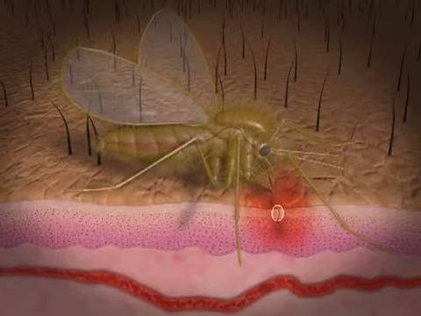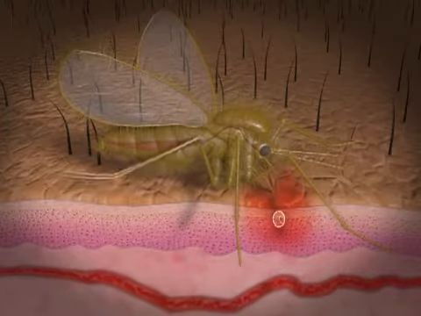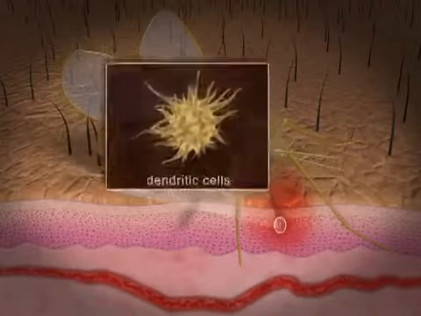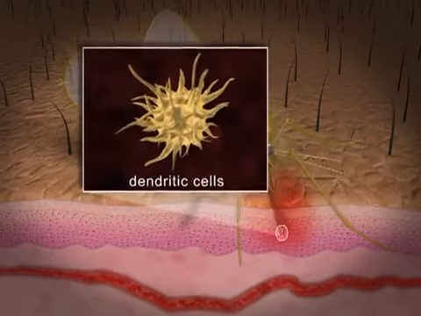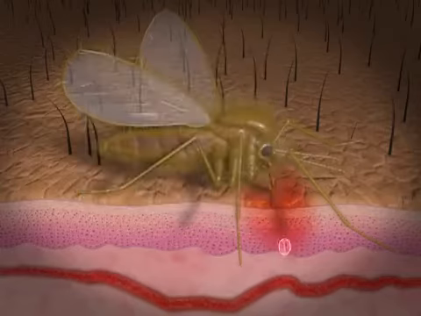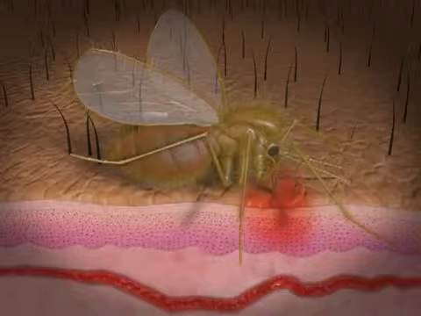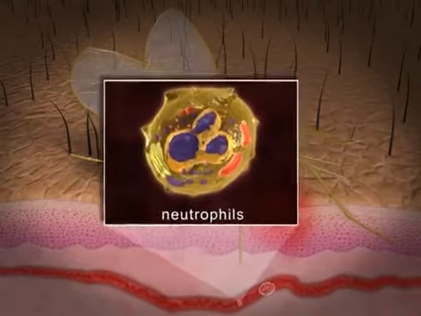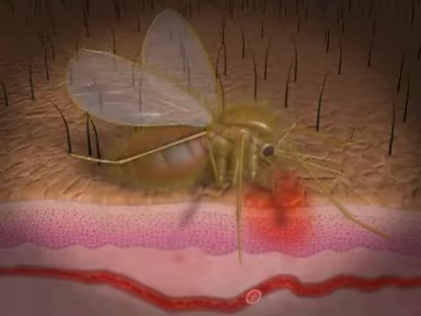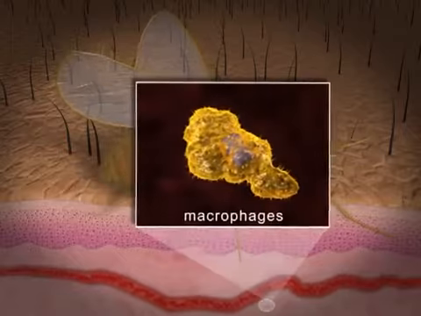Observe that the parasite reaches the mammalian skin and subsequently invades different cell types that it encounters, such as dendritic cells, fibroblasts, neutrophils that are rapidly recruited to the bite site, and mainly the macrophages.